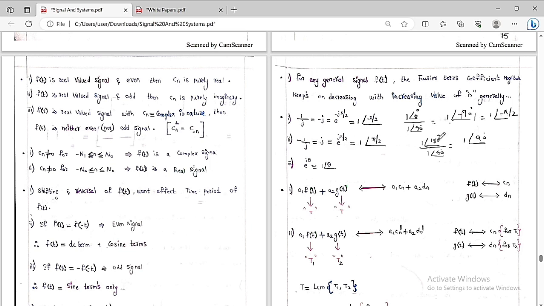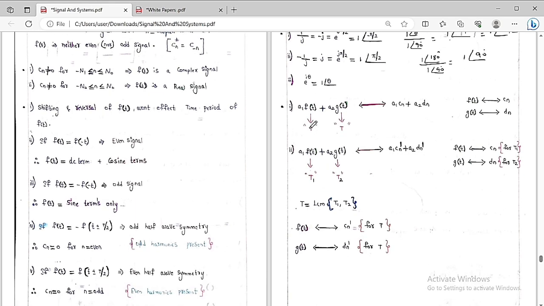Similarly, e to the power of j theta. I already told you the magnitude of e to the power of j theta is 1, because the magnitude is the square root of cos square theta plus sin square theta. So definitely we can say its value is equal to 1. The magnitude is 1 and the angle is theta. So we can write it like this.